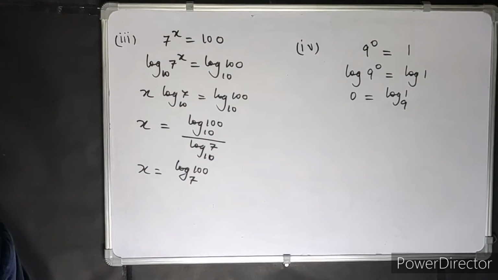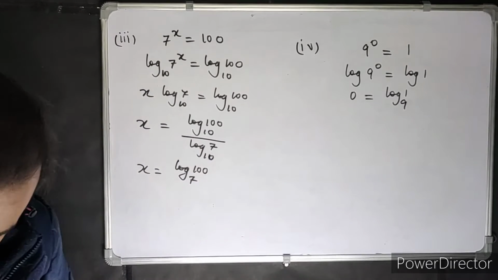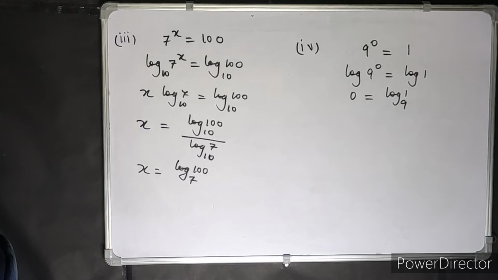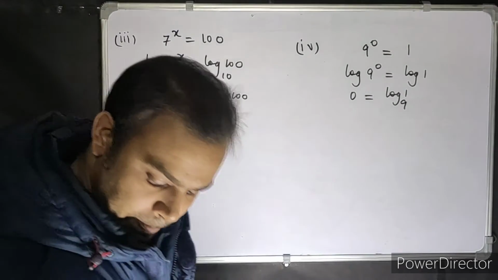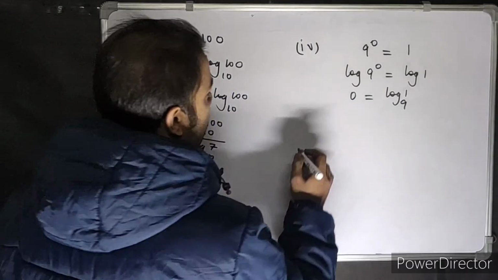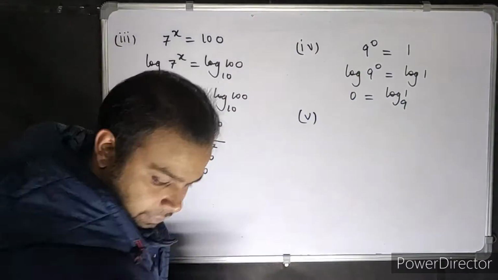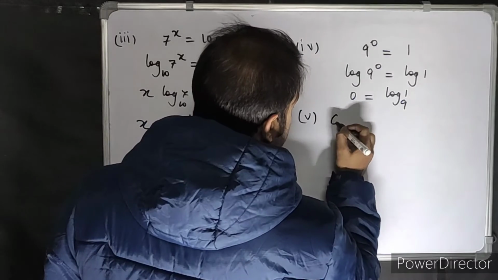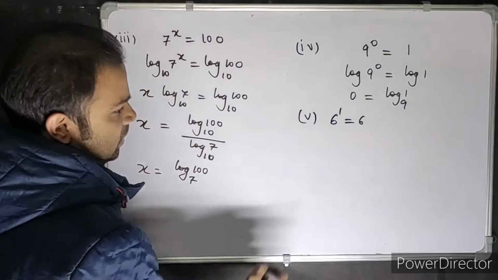9.1. Yes. Correct answer. 0 is equal to log 1 base 9. Okay. Very simple actually. All can be done the same way. So I am giving you 4 to do at home. 4 of them. Part 5 is given as 6 to the power 1 is equal to 6.